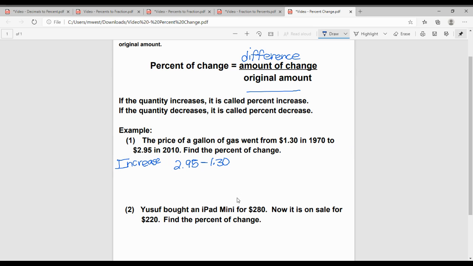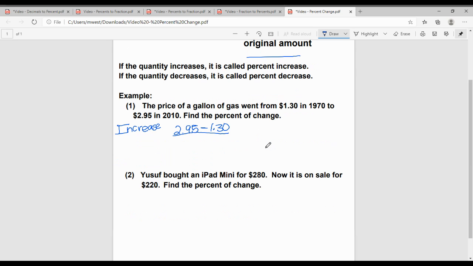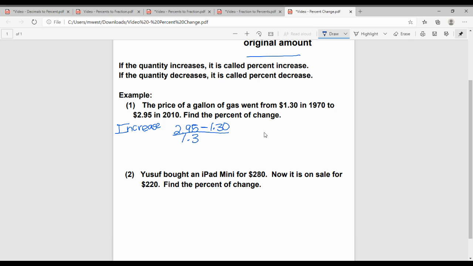So what is the original amount in this problem? Well, is the original amount from 1970 or 2010? The original amount is from 1970, so we're going to divide by $1.30. Now keep in mind that you have to do the subtraction first and hit the equal sign. Don't do it all together because of order of operations. It's going to divide first and give you the wrong answer.